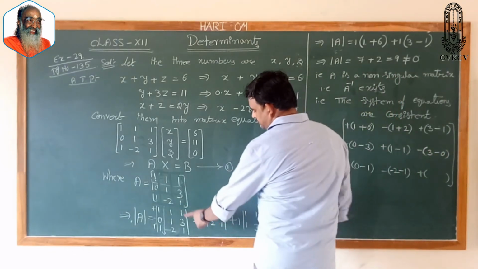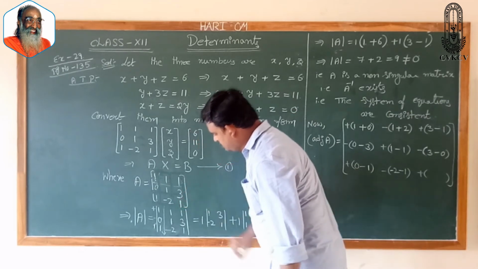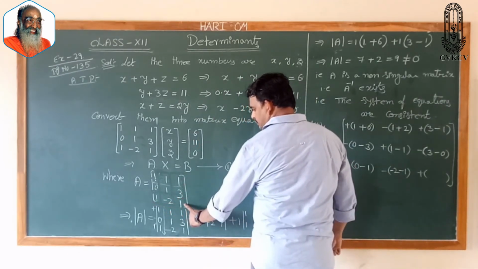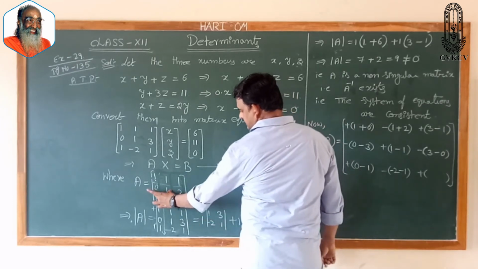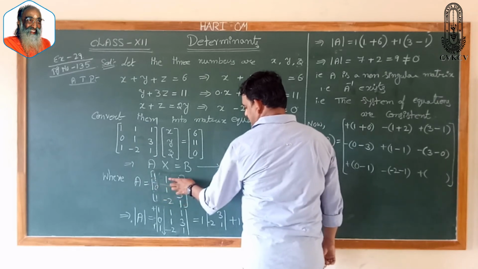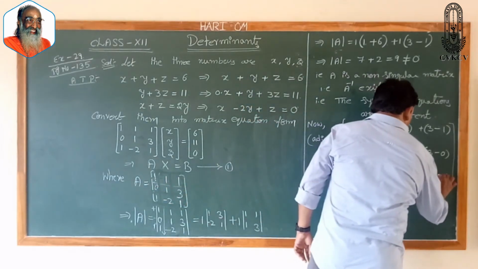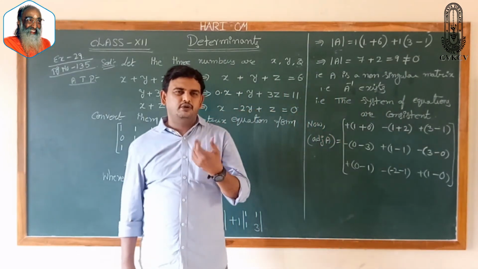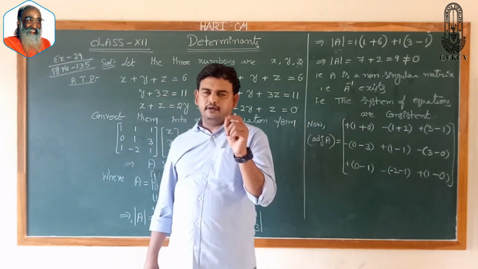Next, the last element. Here we have the element 1. So leaving the respective row and column, what we have? These are the elements 1, 1, 0, 1. 1 1s are 1, minus 0 1s are 0. 1 minus 0. So this is about finding the adjoint of it. You have to do it a little bit carefully.